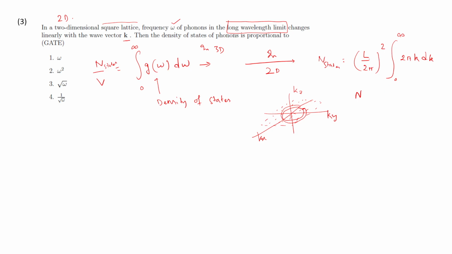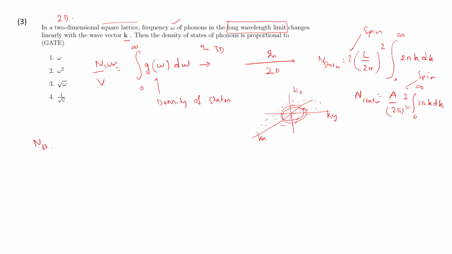The density of states is defined as follows. This L square is nothing but your area. So we can write the number of states is equal to A over 2 pi whole square, integral 0 to infinity 2 pi k dk, and we have to multiply by a 2 here for spin.